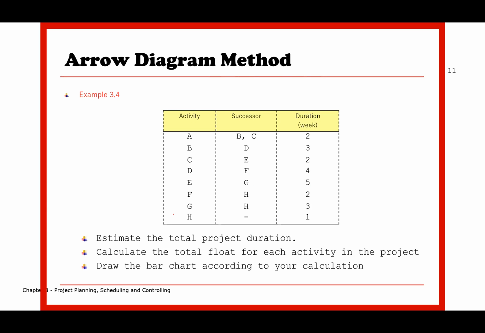All right, example of arrow diagram successor. You notice that in this example, it used successor instead of predecessor. So we can use either terminology, predecessor or successor, in order to indicate the logical relationship between activities. Myself, I would prefer to use successor because it is much easier to draw than predecessor.